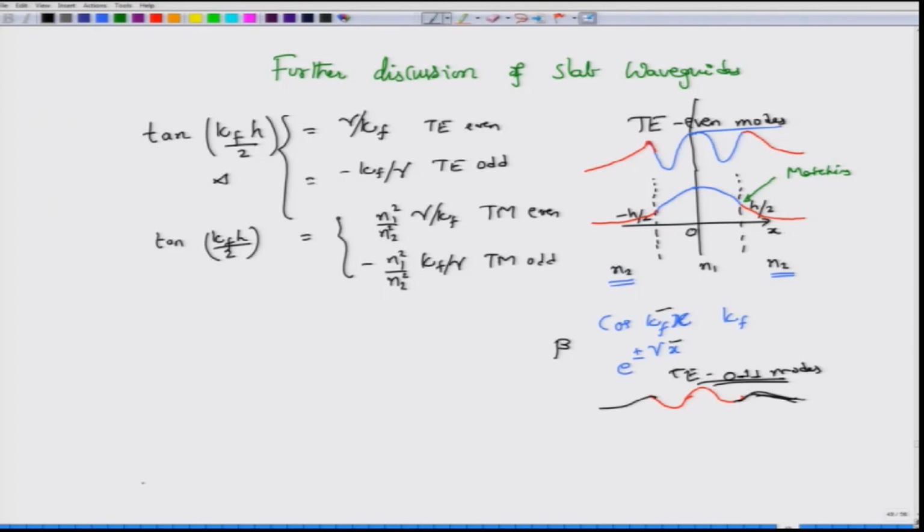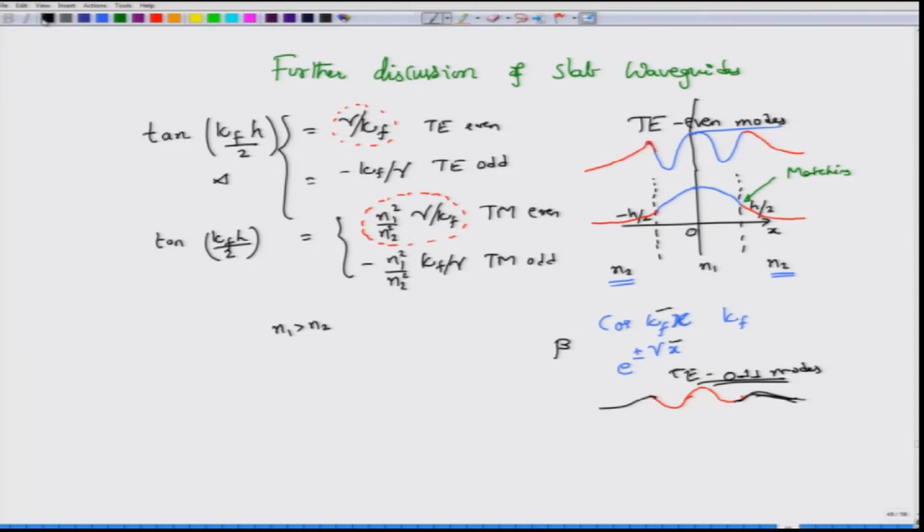Now, you can actually see that the right hand side is essentially same as the case for the TE one, but these values are slightly larger than the TE case, because n1 is usually larger than n2. Of course, you need that scenario because you want waves to be guided in the film region. So, for n1 greater than n2, n1 square by n2 square will be greater than 1, and therefore n1 square by n2 square gamma times kappa f is slightly larger than gamma by kappa f of the TE modes. Okay. So, now I have not derived the TM even and TM odd mode characteristic equation.